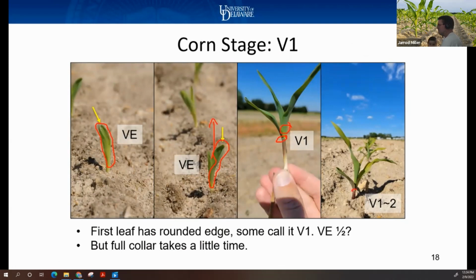And V2 right behind V1. There it is. Very similar looking plants. So I think V1 is hard to find unless you're going out in the field every day. Emergence, you can see sometimes by the time you get out there, it's already moved into V2 pretty quickly. That's my experience.